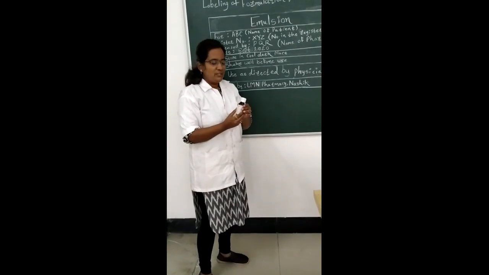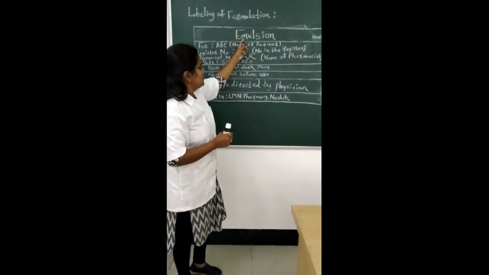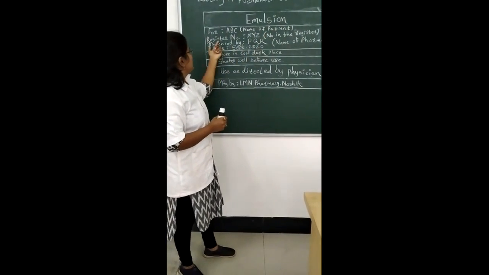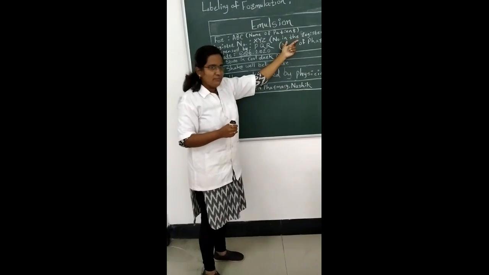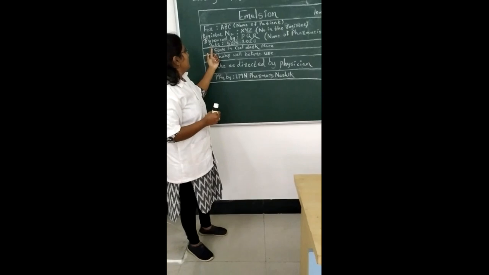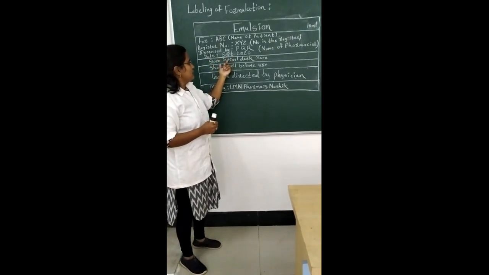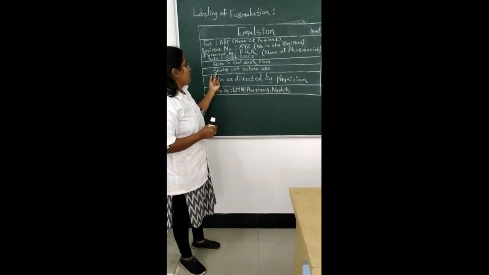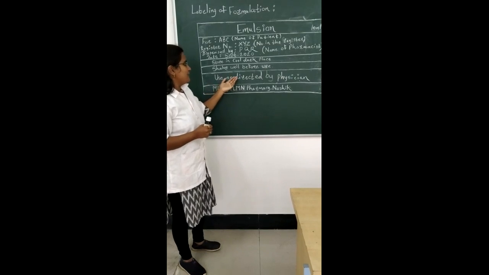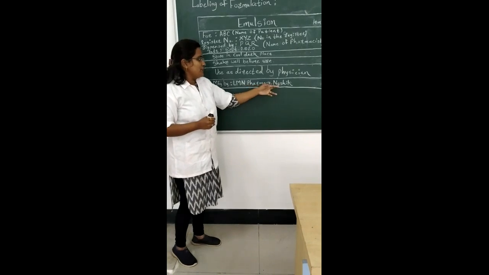So now move towards the labeling part. The labeling of the formulation: emulsion, patient name ABC, register number XYZ, that is the number given in the register, dispensed by PQR, meaning the name of the pharmacist, manufacturing date September 2020, storage condition: store in a cool and dark place. One more direction: shake well before use, and use as directed by physician. Manufactured by Element Pharmacy, Nasik.